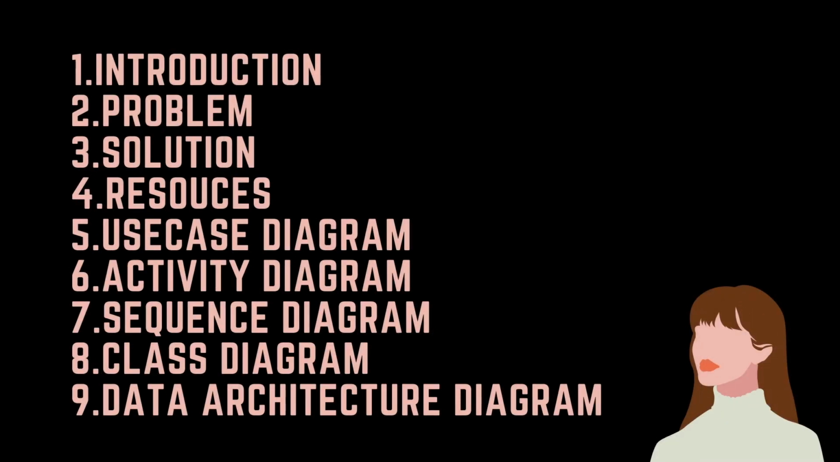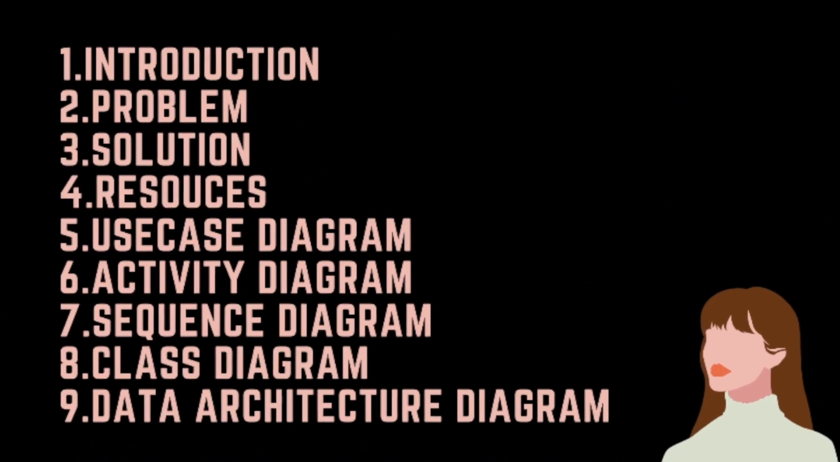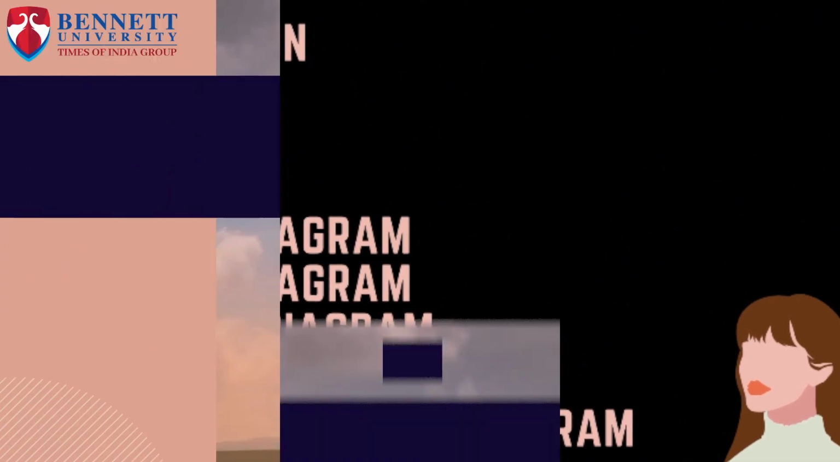To summarize, we have seen the objective of our project along with the problem statement and solution we are working on, the resources which will be used in the project, and lastly, we explained the use case, activity, sequence, and class diagrams along with the data architecture diagram.